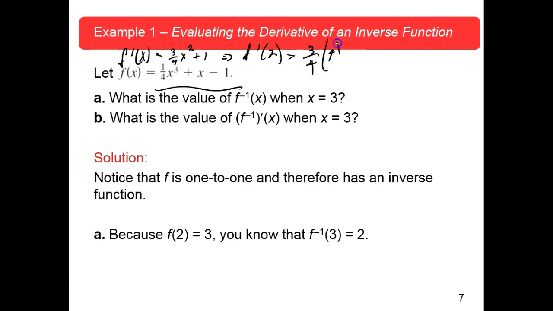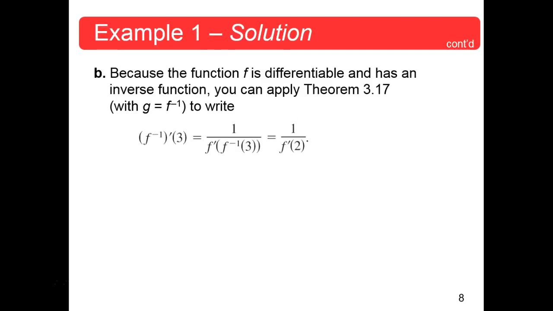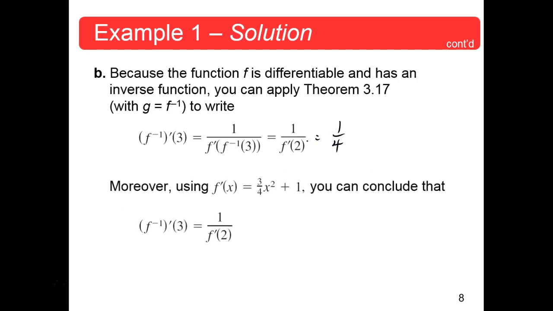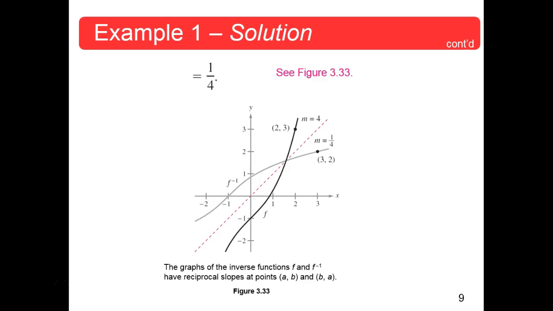Say again, 4 plus 1, and that would be 3 plus 1 equals 4. So f prime of 2 is 4, so 1 over f prime of 2 would be 1/4. Okay? Let's see if that's what they get. Moreover, here they go back and do that, you can conclude that that is that, and that would be 1 over that, which is 1/4. Good for them. Okay? And then they drew the graphs.